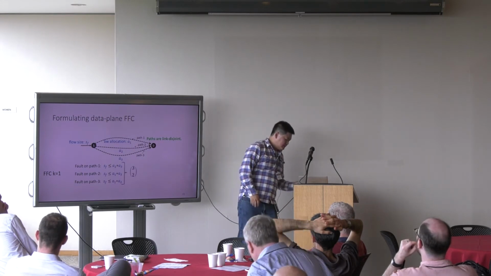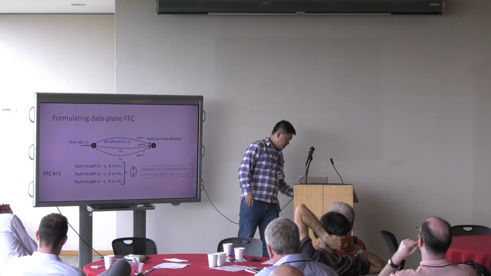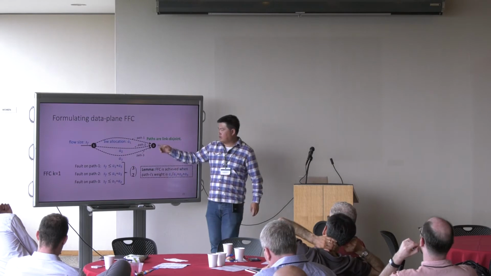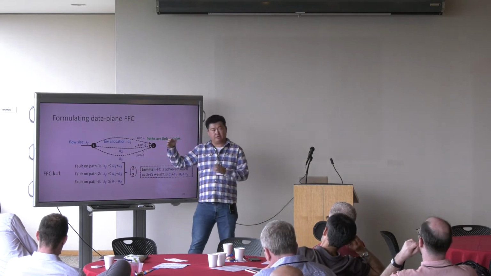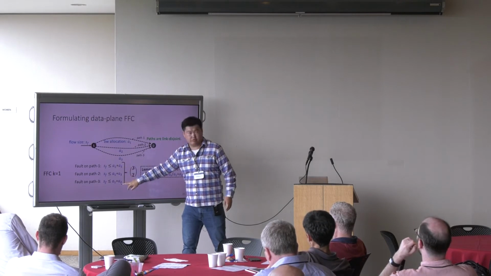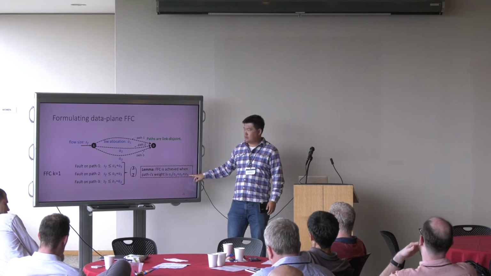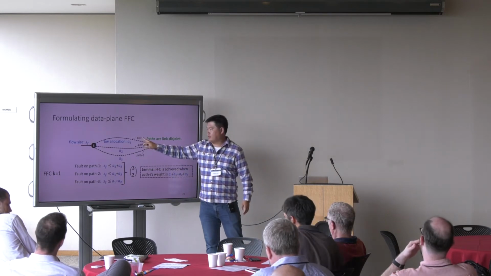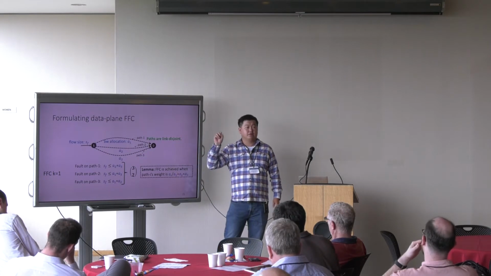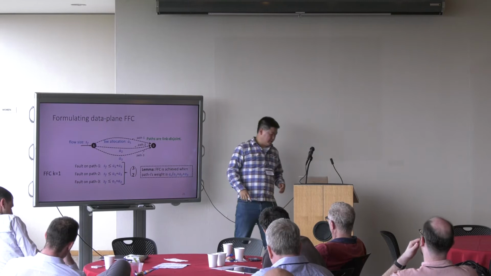But surprisingly, this is also sufficient, which means that we have a lemma saying that if we add this into our TE formulation and we finally get A1, A2, and A3, what we need to do is just use these weights to forward traffic among path 1, path 2, and path 3. And that sufficiently guarantees that the FFC property is achieved. That is one thing that I love.